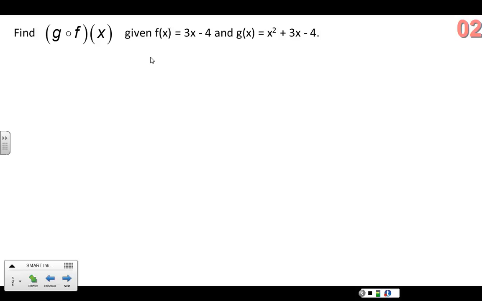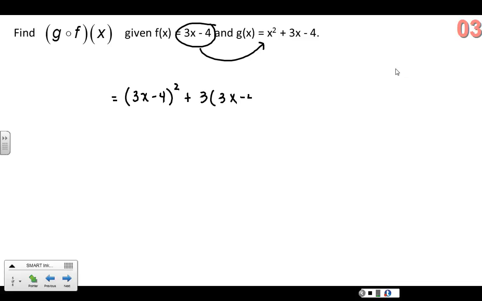Find g of f of x. f of x is 3x minus 4. g is x squared plus 3x minus 4. So we're going to pick up f this time and put it into the variables of g. So that's going to be (3x minus 4) squared plus 3 times (3x minus 4) minus 4. So a little bit harder algebra to clean up this time.